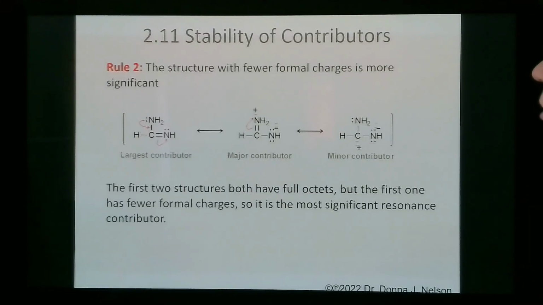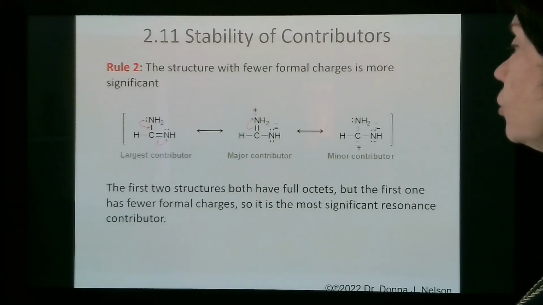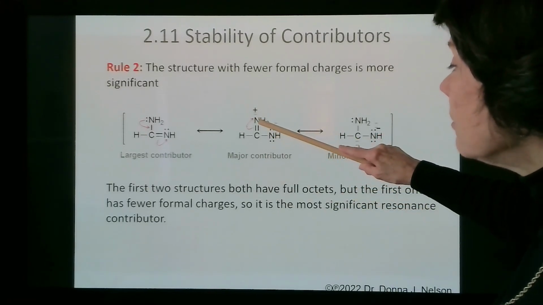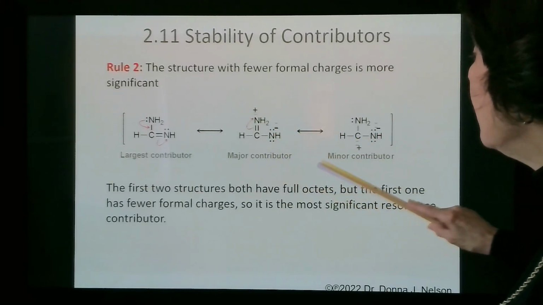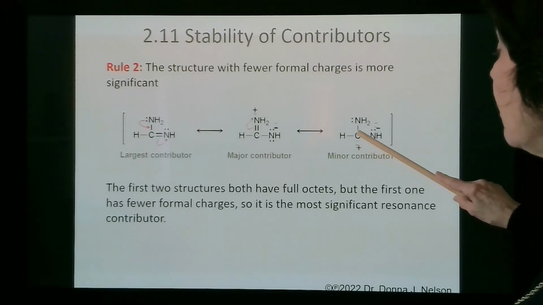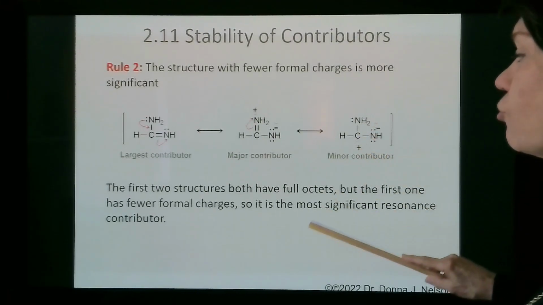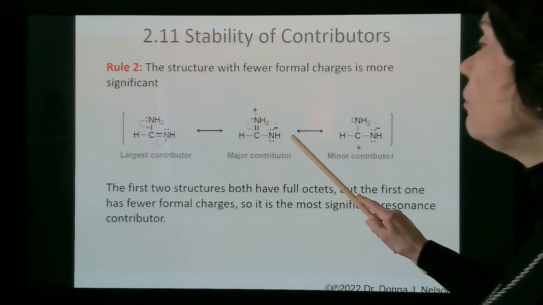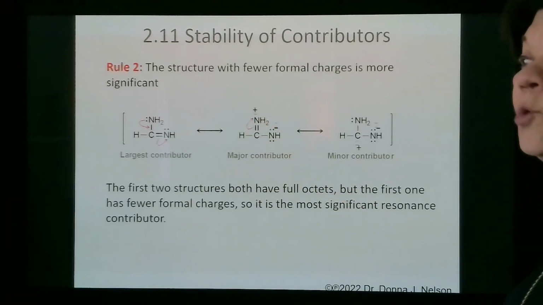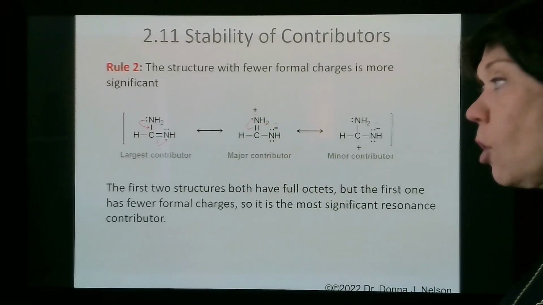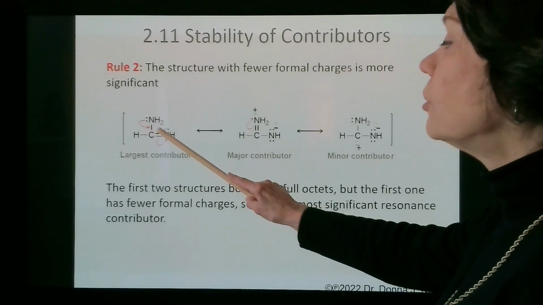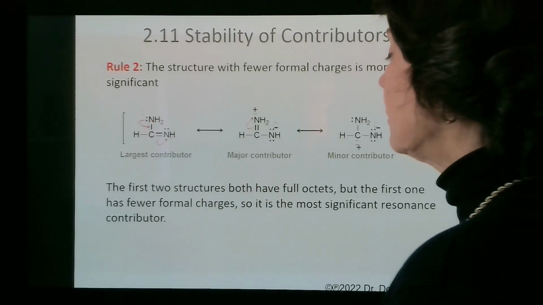Now, the structure that has fewer formal charges. So here, this is a positive on nitrogen and a negative on nitrogen. Now, once again, you see the positive on carbon and the negative on nitrogen. So here you have charge separation. You want to minimize charge separation. There's no charge separation in this first resonance structure.